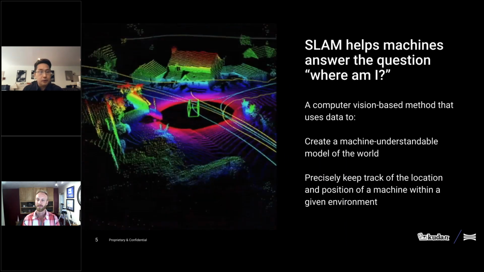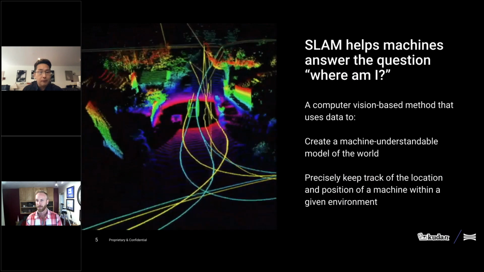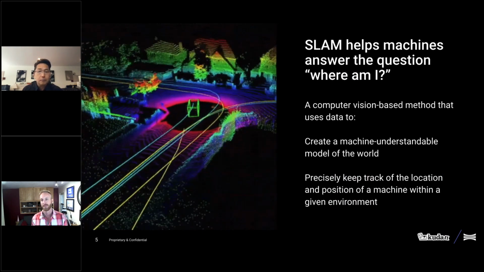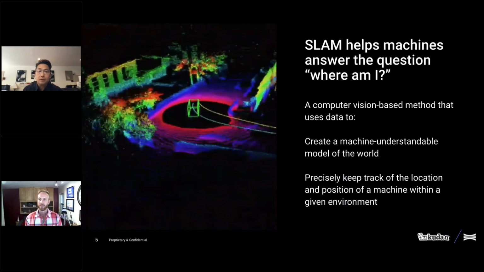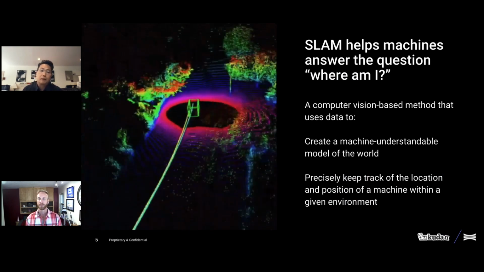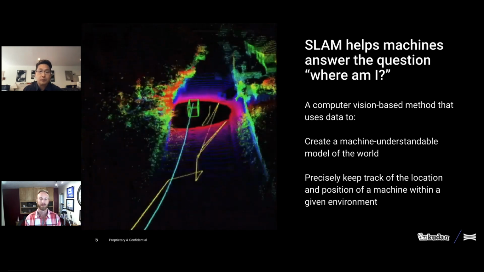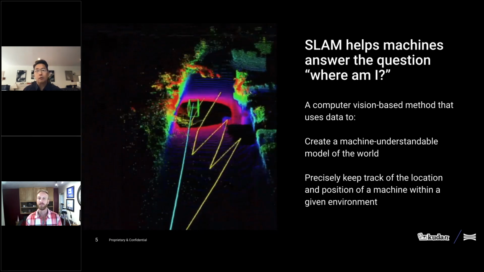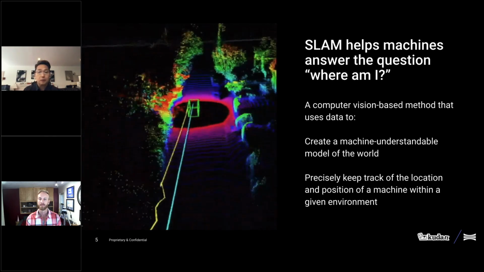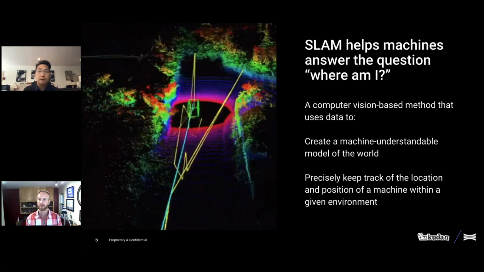In a nutshell, simultaneous localization and mapping, or SLAM for short, is a computer vision-based method that allows you to use sensor data, traditionally from cameras, but more importantly for today, LiDAR sensors, to create a machine-understandable model of the world in the form of a point cloud, and at the same time, precisely keep track of the location and pose of the device in that space.